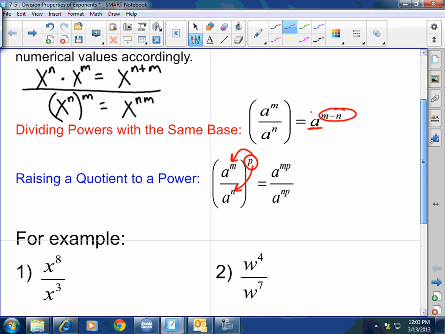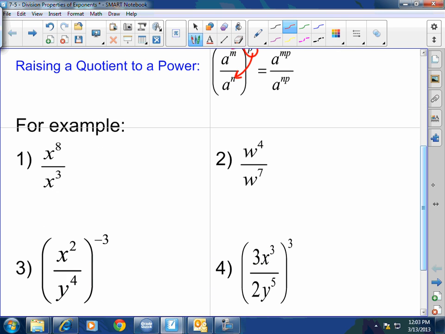For example, let me show you the real way, and then I'm going to show you my way. The real true way to do x to the 8 divided by x to the third is x to the 8 minus 3, which is x to the 5th. Right? That makes sense, right, guys?